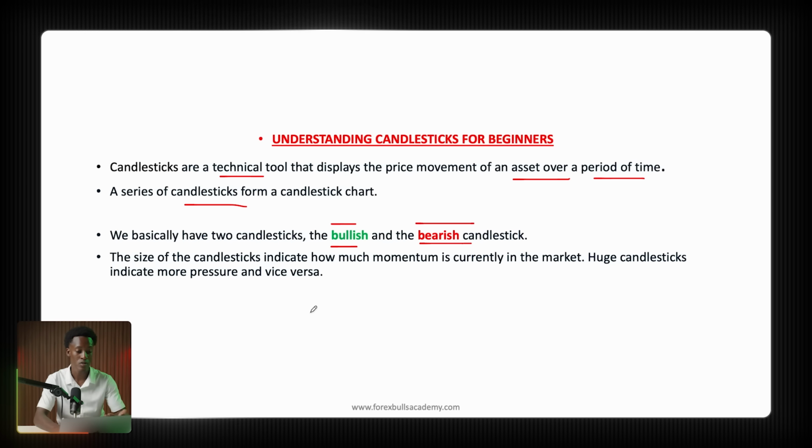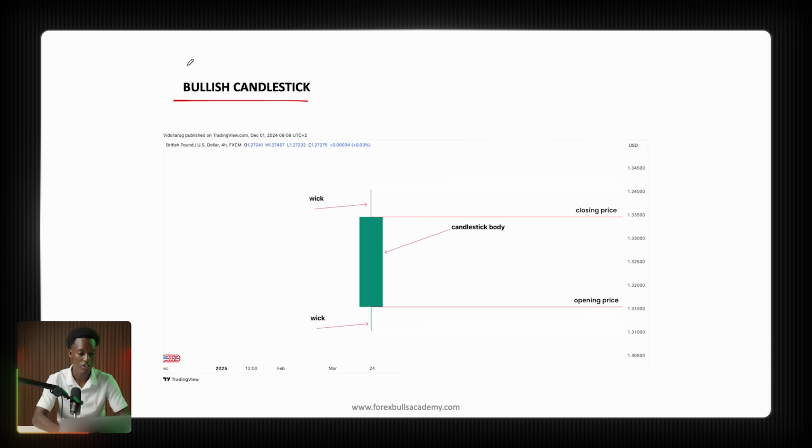Okay, now the size of the candlesticks indicates how much momentum is currently in the market. Huge candlesticks indicate more pressure and vice versa. Obviously, the small ones will indicate less pressure in the market. Now we shall see more examples about this, but if you saw a huge long candlestick, that means we have a lot of momentum at that point with the price. If it was bullish, it means buyers are pushing the price insanely. And if it was bearish and it's long and huge, well, that means sellers would be in with a lot of pressure.